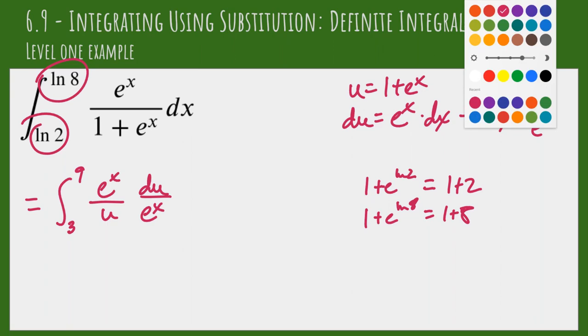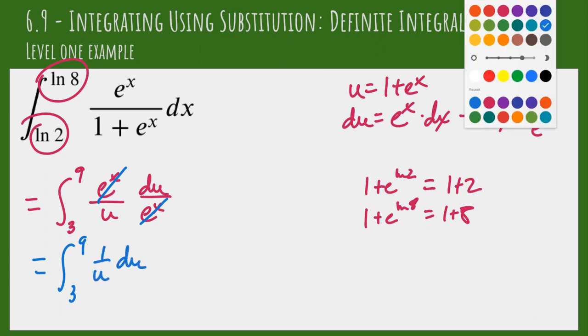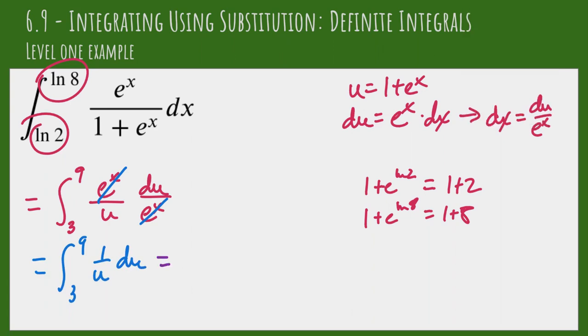We can simplify the e to the x's here. Those are going to go away. So we have the integral from 3 to 9 of 1 over u du. Now, what do we take the derivative of to get 1 over u? That's going to be the natural log of the absolute value of u. We absolutely need to have that absolute value there. It's very important when we're taking the antiderivative of 1 over u. And then we're evaluating that from 3 to 9.